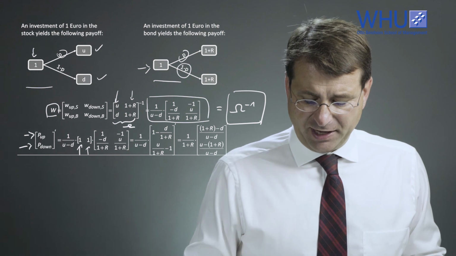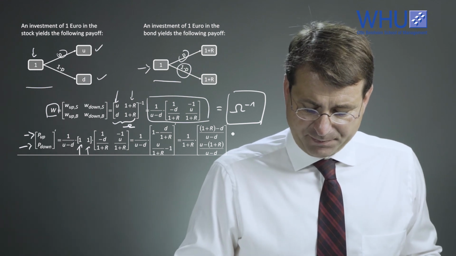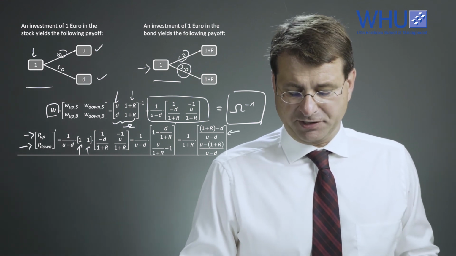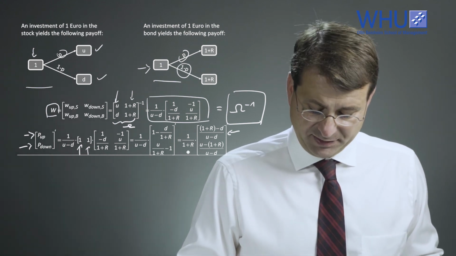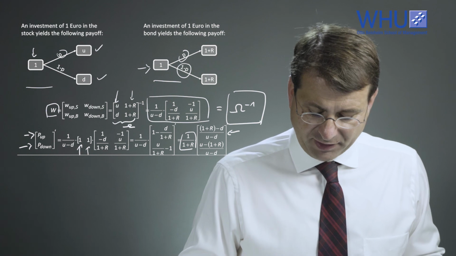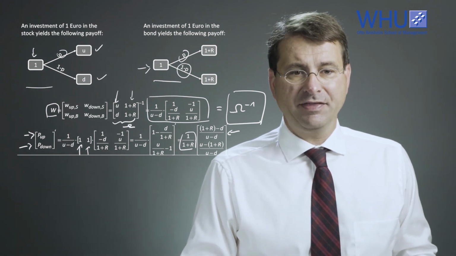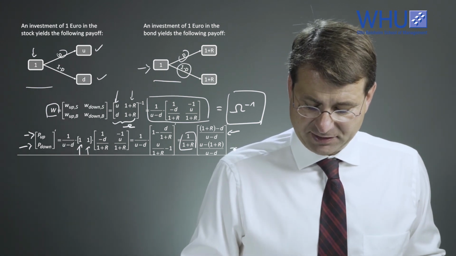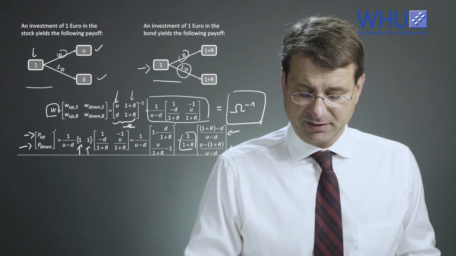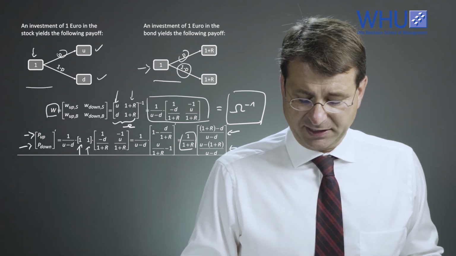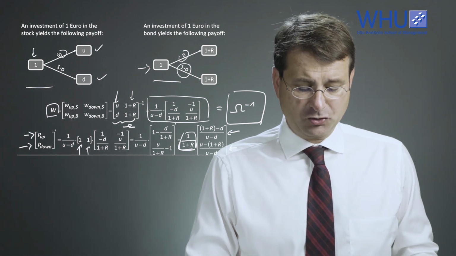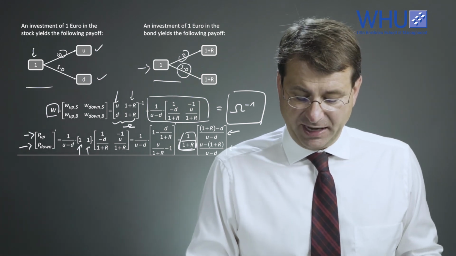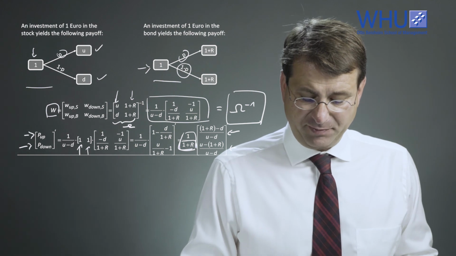Now, if we multiply that, what we then obtain is that the price of the upstate pure security is (1 plus R minus D) divided by (U minus D) times 1 divided by (1 plus R). And the downstate pure security price is (U minus (1 plus R)) divided by (U minus D) times 1 divided by (1 plus R). So those are the two pure security prices, and those expressions are comparatively famous.